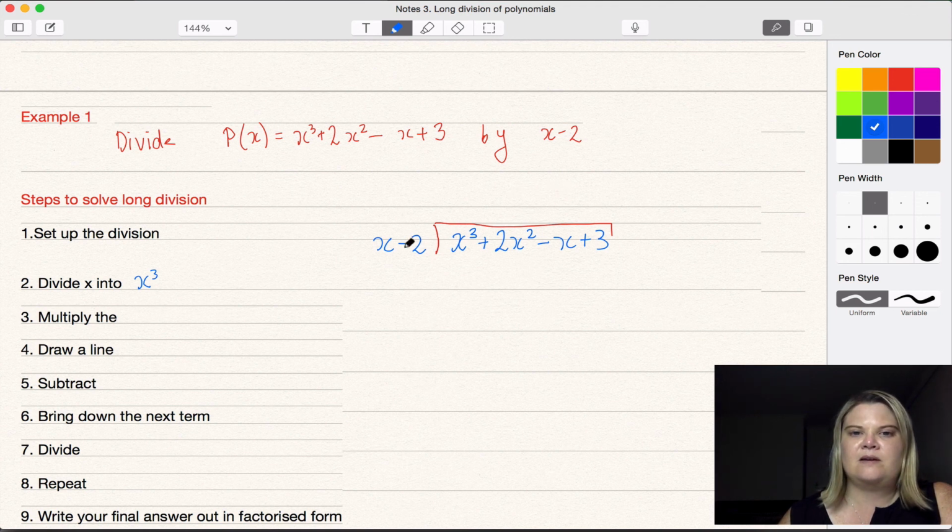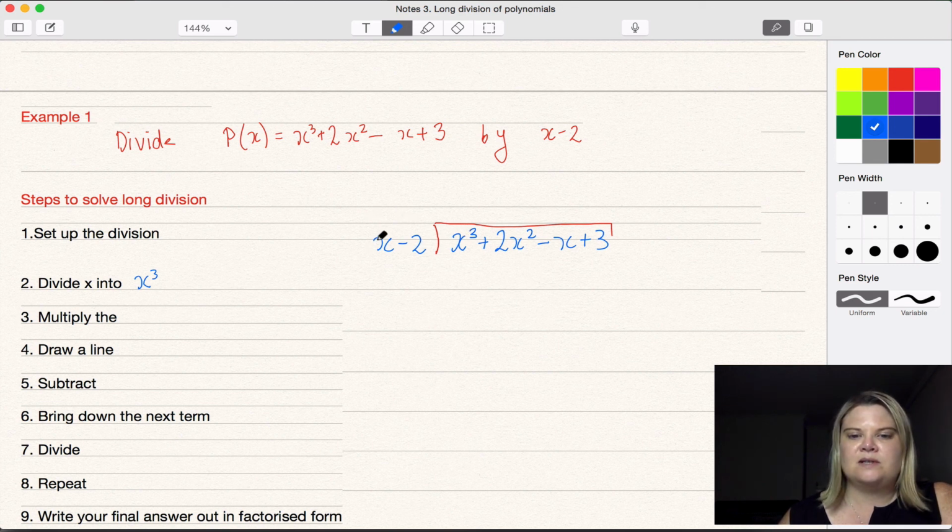So we can say at the end, this times this will equal this. And if we've got any remainder, we'll need to add on that remainder as well. Okay, step 1, set up the division. Done. Step 2, divide x, we're talking about this x, into x cubed. So you take the first term on the outside and divide it into this term. Don't worry about the 2 yet, just start with the x's.